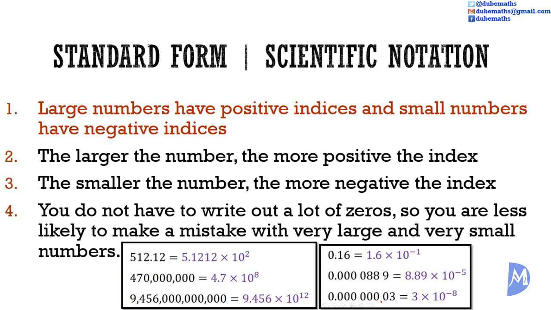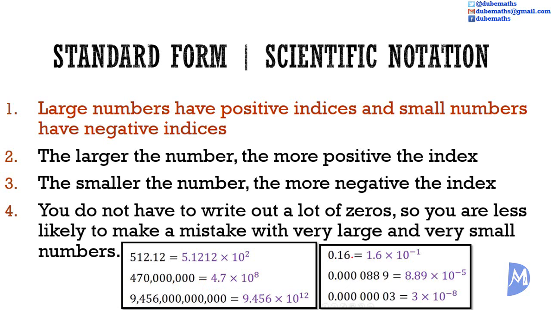As we saw in my video on multiplication by powers of 10, see description below, 5.1212 multiplied by 10 to the second power is equal to 512.12. The decimal point is moved 2 spaces to the right, and 4.7 by 10 to the 8th power is equal to 470 million. The decimal point is moved 8 spaces to the right.